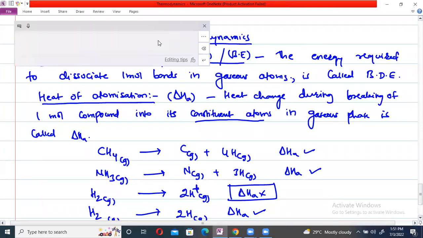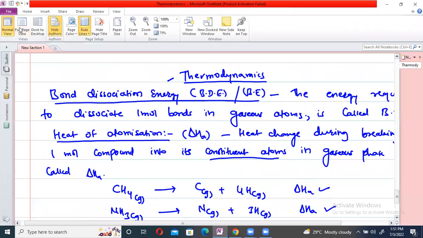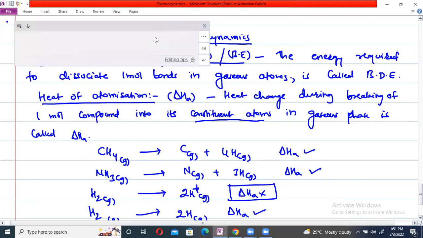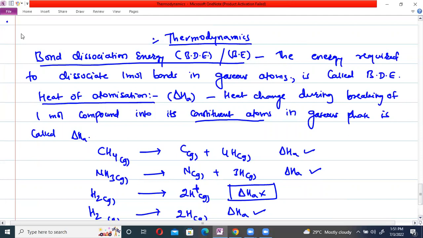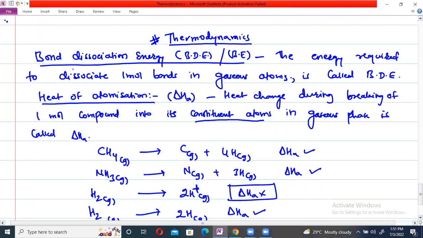But I see here one more topic is there in the thermodynamics, that is about bond dissociation energy and heat of atomization. Here bond dissociation energy is given in this way: BDE or BE. The energy required to dissociate one mole bond into gaseous atom is called bond dissociation energy.